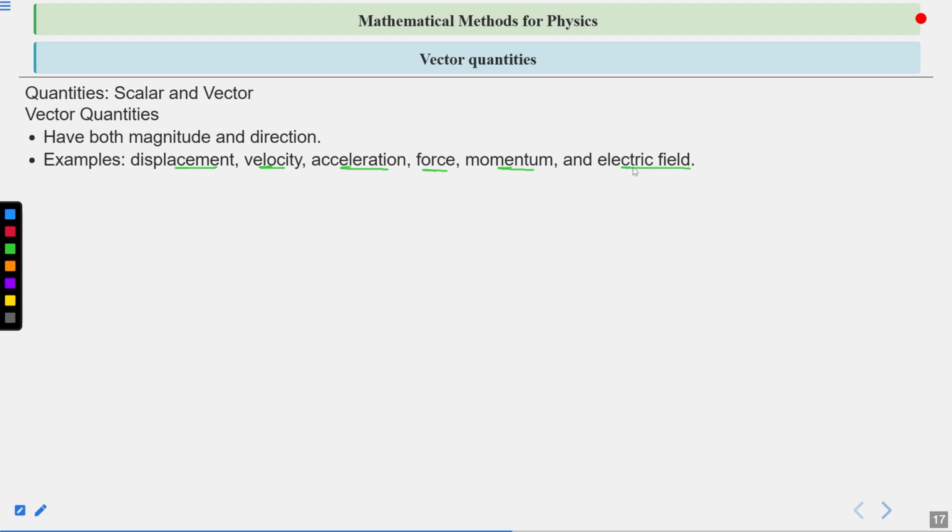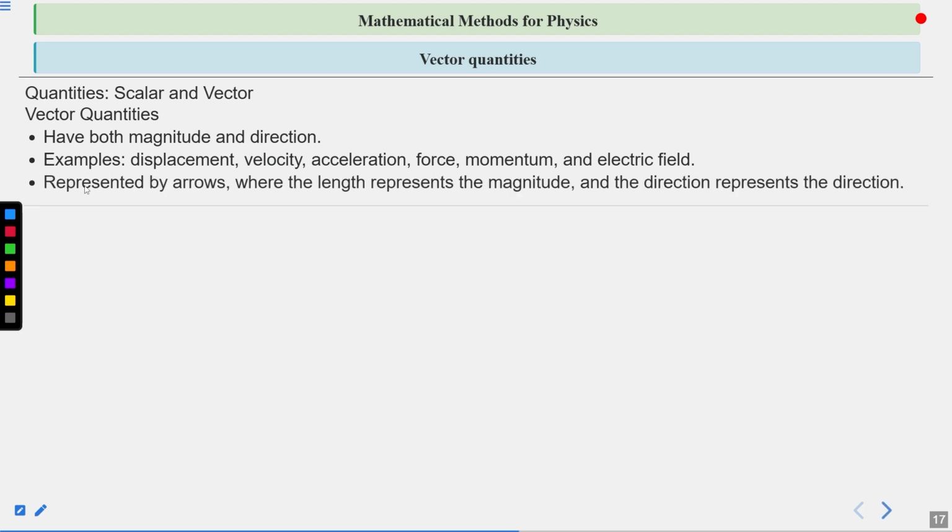Electric field: a space around a charged particle in which it gives an electrical effect is called electric field. Clear? Vector quantities are represented by arrows. Suppose we have a term V and on top of the V there is an arrow. So we can say this is a vector, where the length of the arrow represents the magnitude and the direction represents direction.